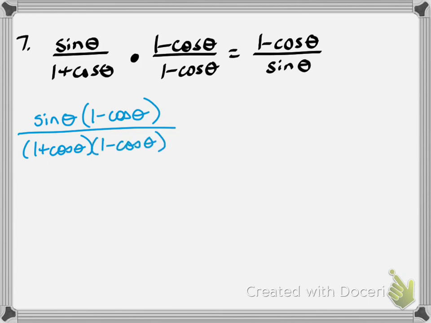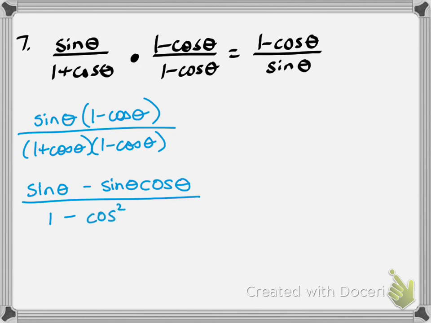So on the top, we're going to distribute. And on the bottom, we're going to FOIL, or we're going to notice they're conjugates and just do first times first minus last times last. If you go all the way out with your FOIL, your outer and your inner are going to cancel. Let's see. I'm going to leave the top alone for now.